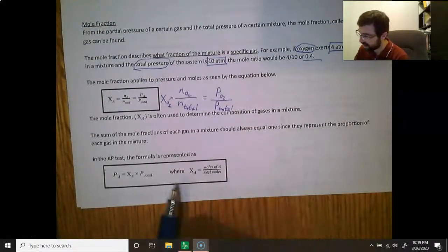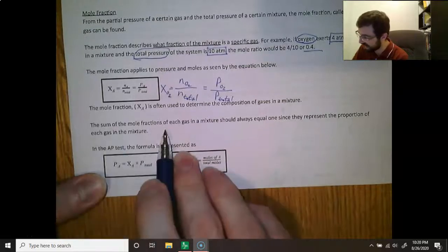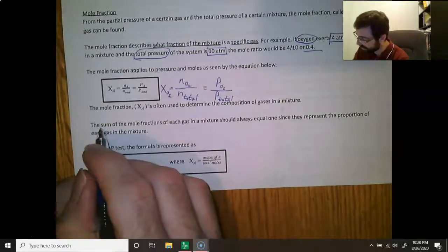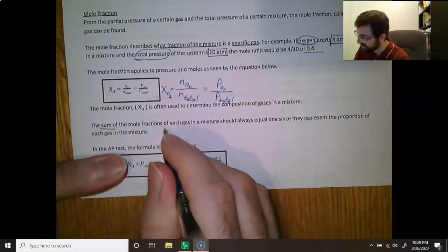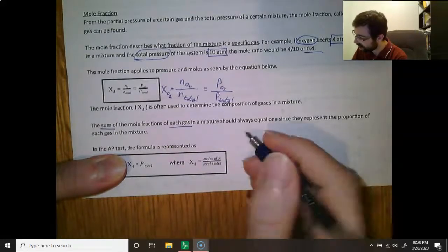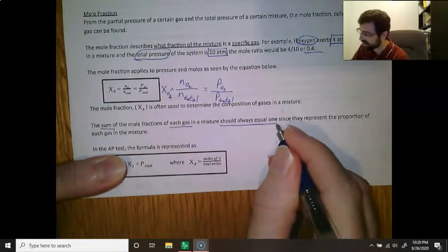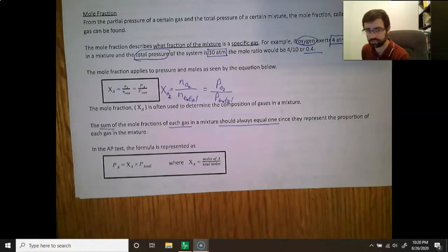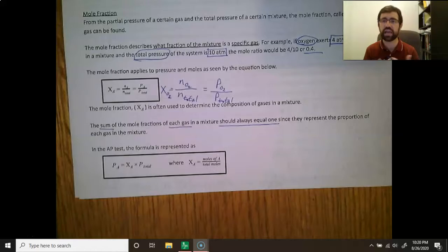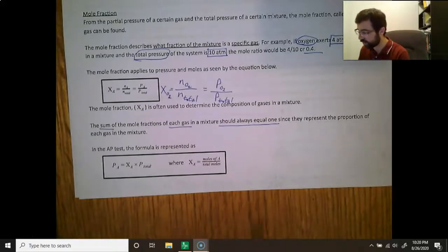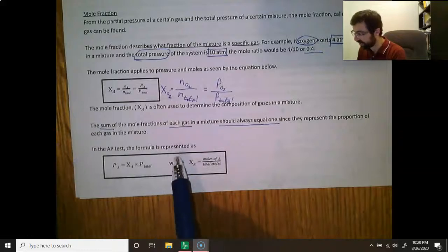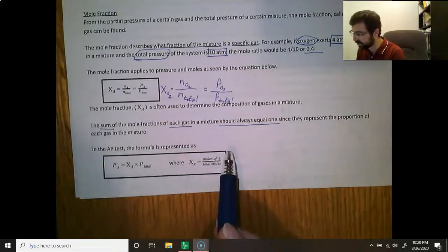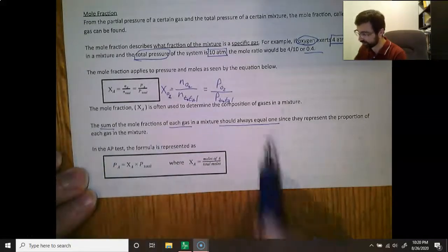All right, the sum of the mole fractions of each gas, if we added up the fractions of each gas in the mixture, should always equal 1 since they represent a proportion of each gas in the mixture. It's just like adding your percents should always add up to 100%. Since this is a fraction of 1, each of those mole fractions added together should add up to be 1.